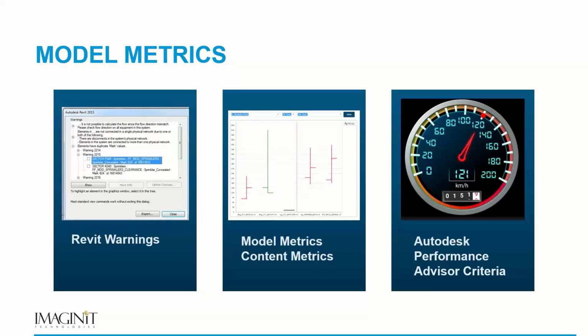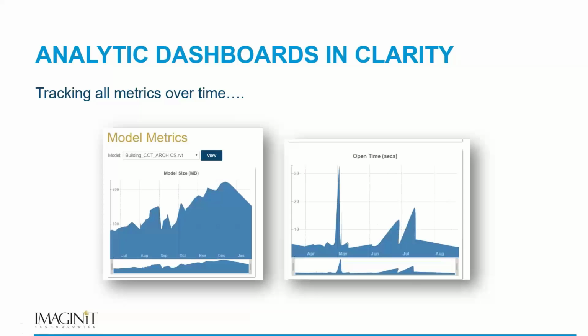On the model health side of things, we capture a lot of different things. Revit warnings is kind of a fundamental measurement of how good or how bad your Revit model might be. We track all of the different metrics and give you different dashboards, ways of looking at how this metric has changed over time. And then there's a separate set of metrics that we offer called the Autodesk Performance Advisor criteria. We track all of the metrics. We have all the data from all the models over the lifetime of when you've been tracking, so we can take a look at any of those metrics and see how they've changed over time.